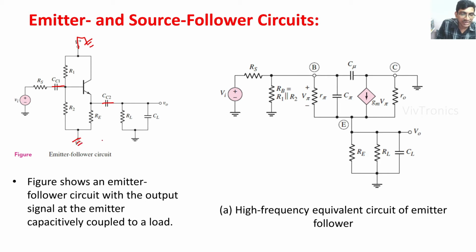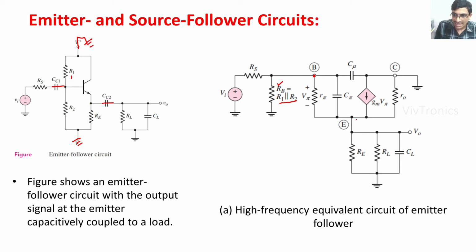Like that we are assuming, so at the input side we have Vi and Rs, which are given to the base terminal, and the resistances R1 and R2 are connected from the base terminal to the ground terminal. These two resistances in parallel are replaced with a single resistance RB, and the emitter resistance is connected between the emitter terminal and the ground terminal.